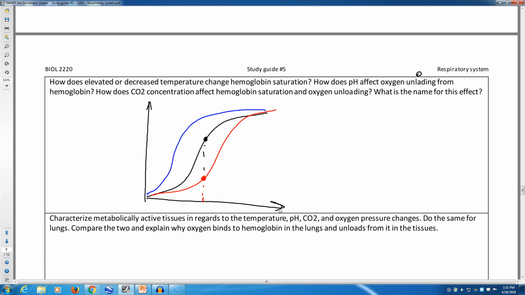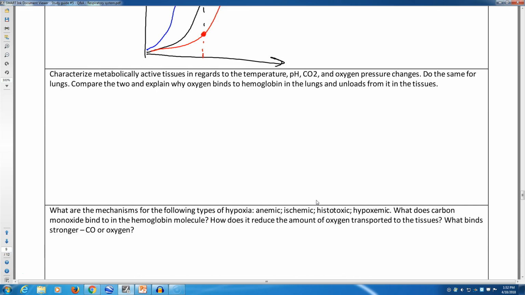Got it? So CO2 is high in the tissues. CO2 promotes the unloading of oxygen from hemoglobin. This is called the Bohr effect. Are we good? Awesome. Well, we kind of just did.